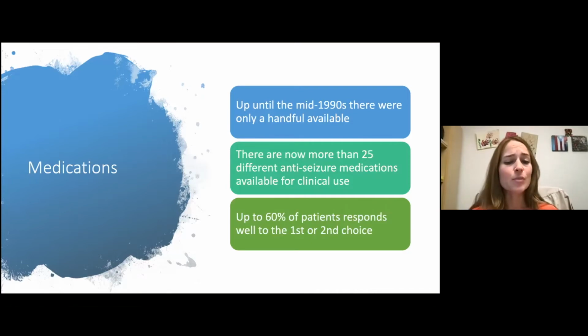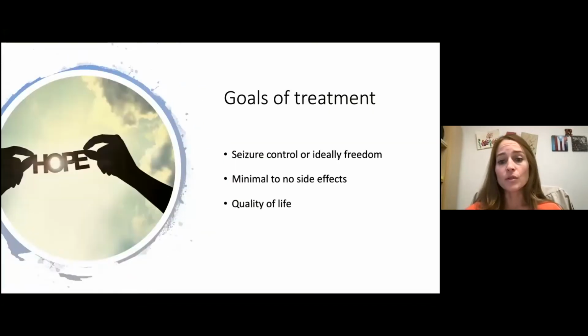Up to 60% of patients may respond well to the first or second choice of medication. And then there's about 30% of patients that are refractory to different medications over time. Often side effects become a little bit more complicated when you're dealing with more than one medication, let alone if you have comorbidities and many more medications involved, all things we also have to take into account. So the goals of treatment, what are they?